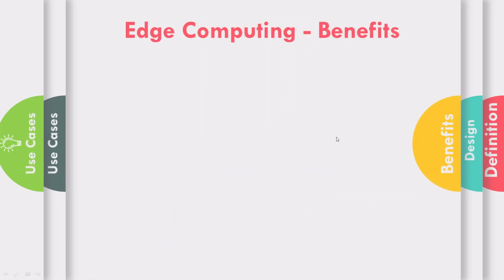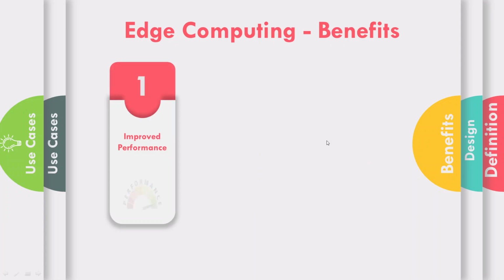Now, what are the benefits of edge computing? Number one and foremost benefit is improved performance. As we saw in the previous slide, by bringing the compute, the storage and processing closer to the source of the data, now the latency is reduced, the bandwidth requirement is reduced, and we can achieve very high performance by processing all the data closer to the source of the data.